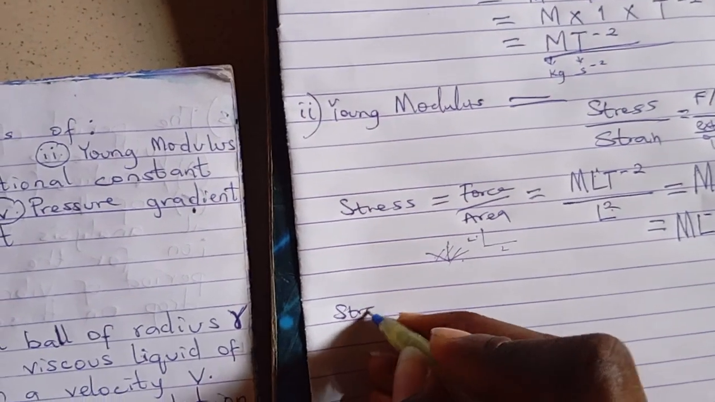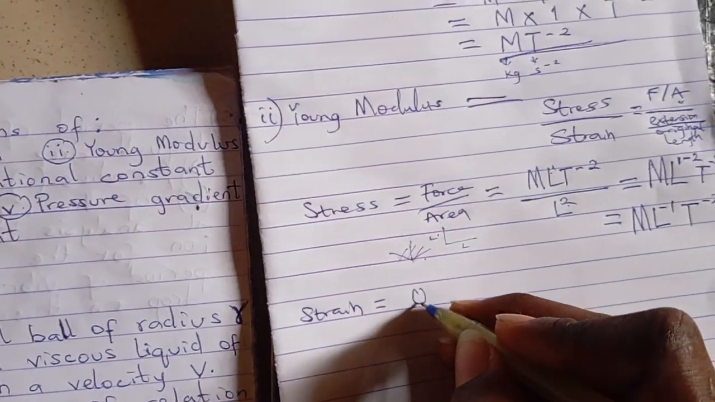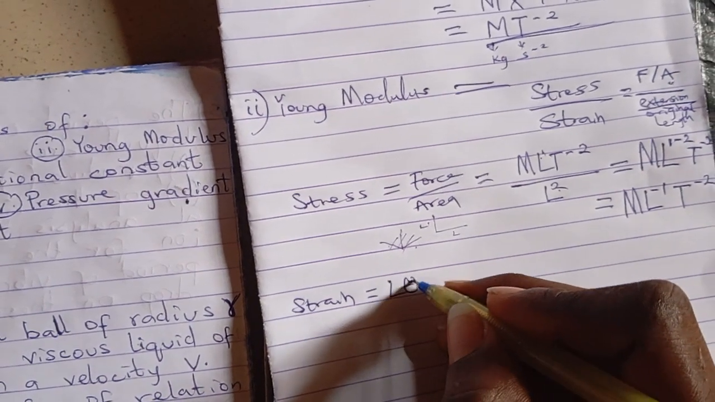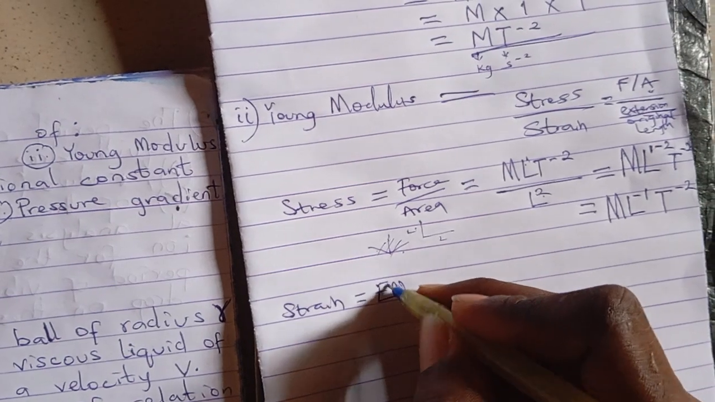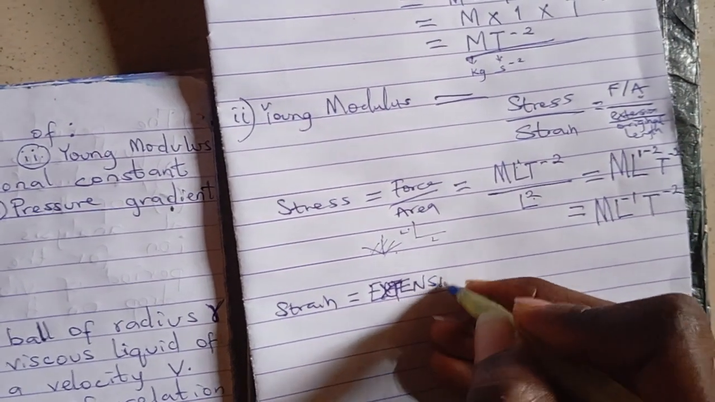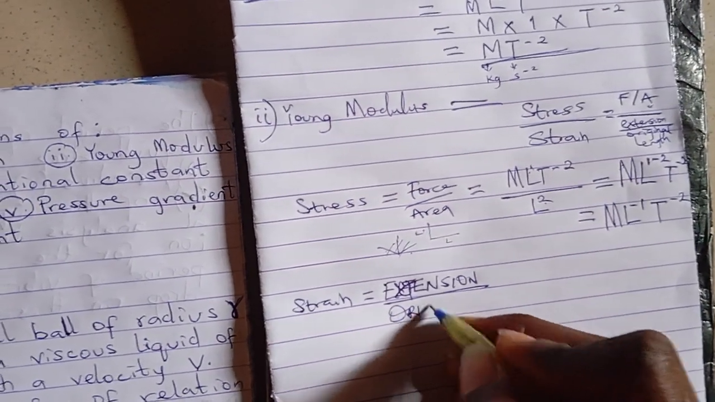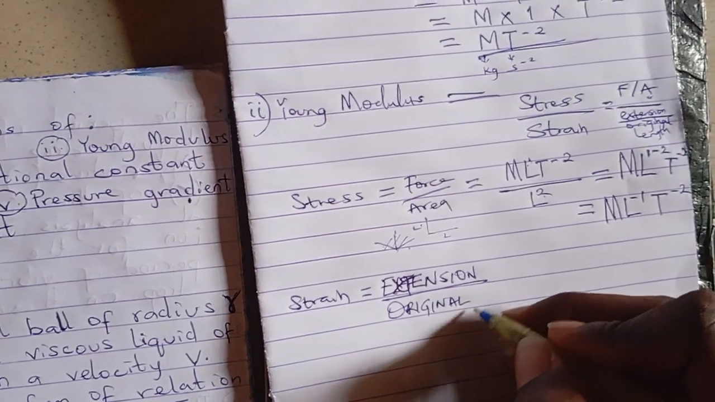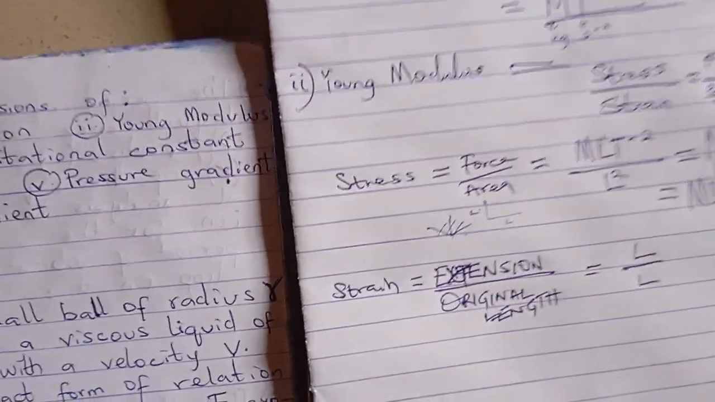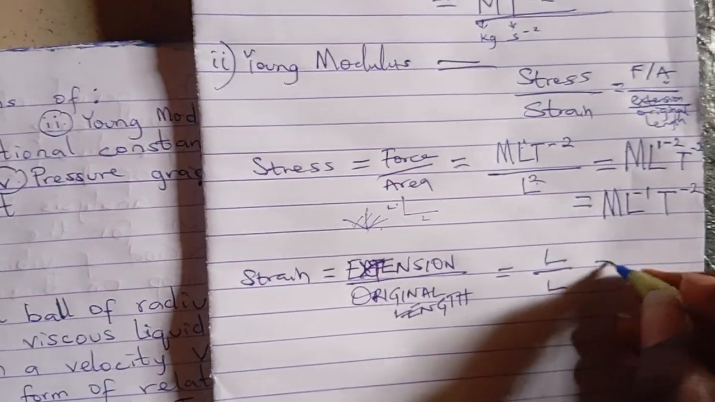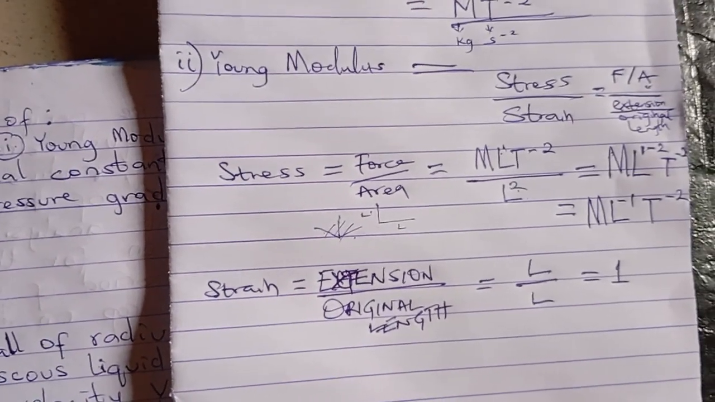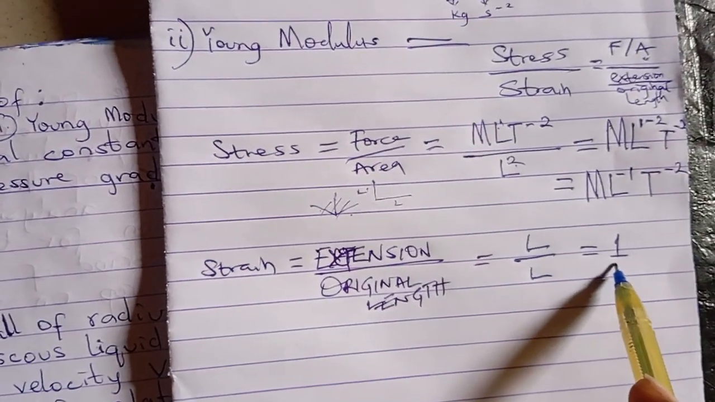Now for strain, it is length extended, or we say extension, all over original length. And we know that all this is L over L. 2 divided by 2 is 1. Anything divided by itself is 1. So this is simply 1. And we know that anytime we have 1 in physics, we say that all dimensionless constants are equal to 1. So strain is a dimensionless quantity. So it's equal to 1.